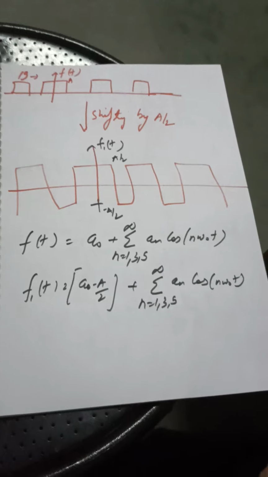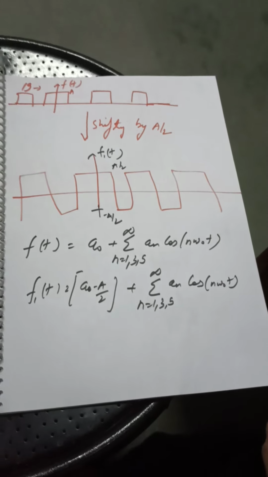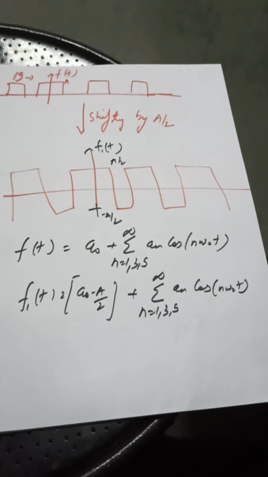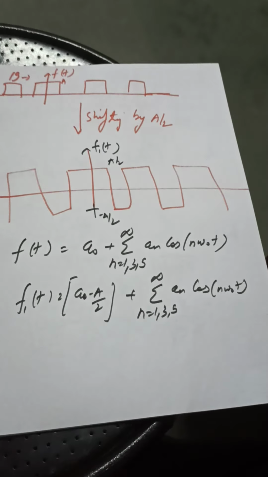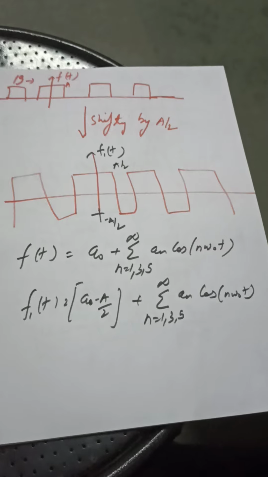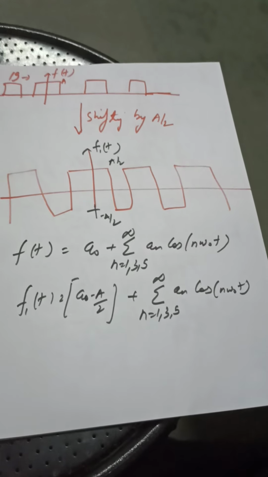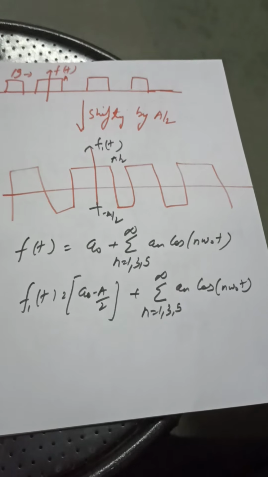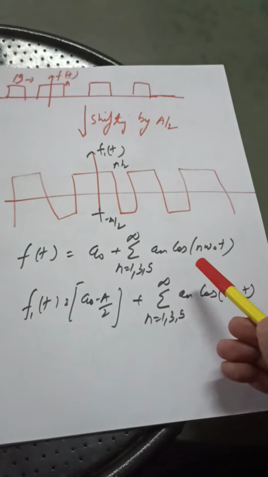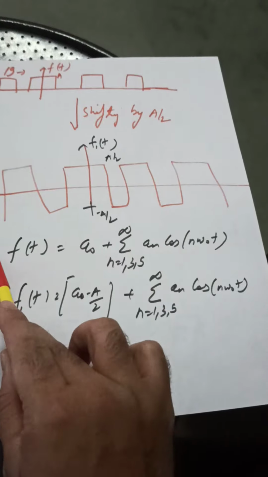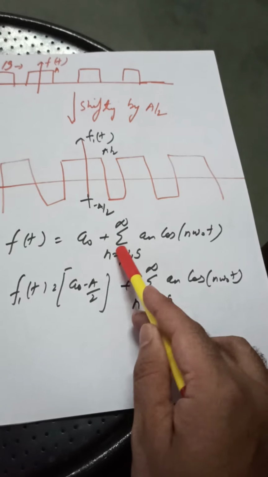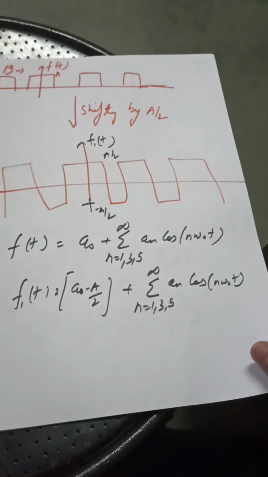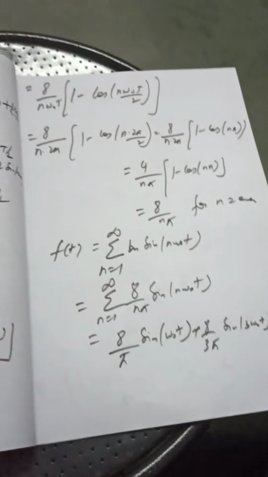So what has the shifting done? It has done nothing but change the average value by A by 2. That's it. This is the only change that has occurred, that the average value has reduced by A by 2. Except that nothing has happened. All the features of the original signal are retained. All the harmonics of the original signal are present in the shifted, or I can say reduced, signal.